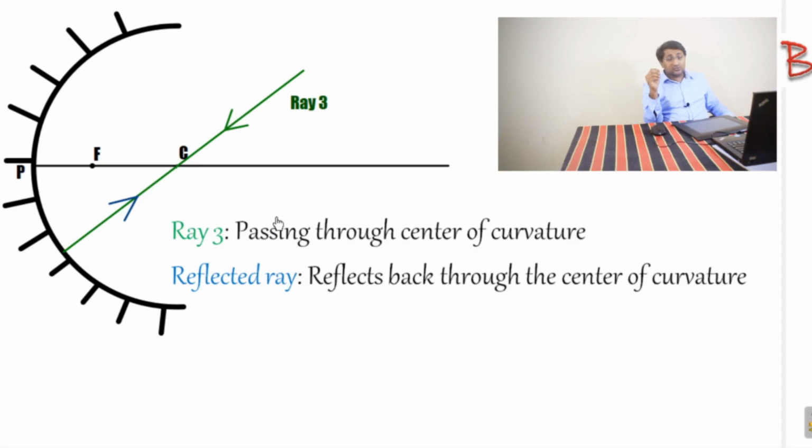So what is representative ray 3? It's the straightforward ray where the light ray travels in the 0 degree direction. That means along the normal direction. So let's put it in a statement once again. Any ray passing through the center of curvature will reflect back in the same direction.